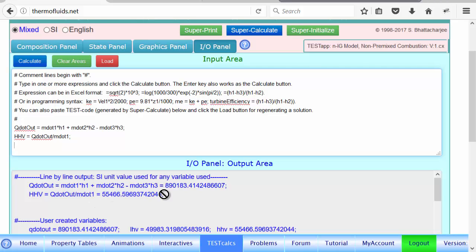Sorry, this is in kilowatts. This will be 55.5 megawatts, but because we have 1 kg flowing of the fuel, if you divide by the mass flow rate, the heating value unit is really million joules per kg or kilojoules per kg. So we got the heating value correct for methane for both lower heating value and higher heating value. We'll calculate the adiabatic flame temperature in a separate video.